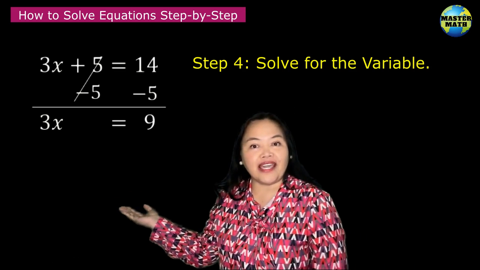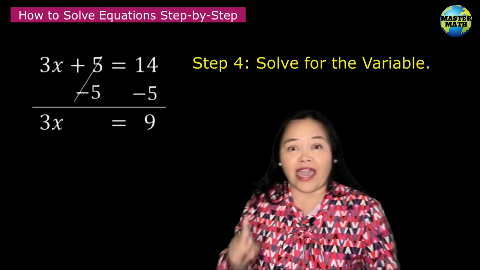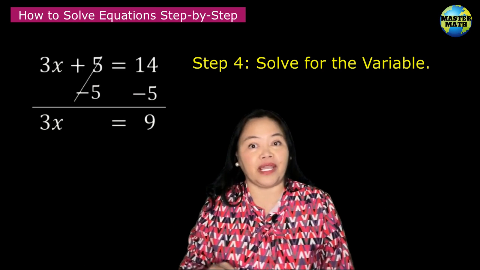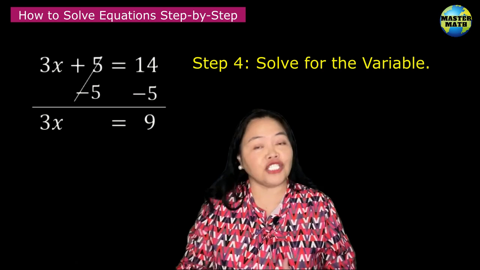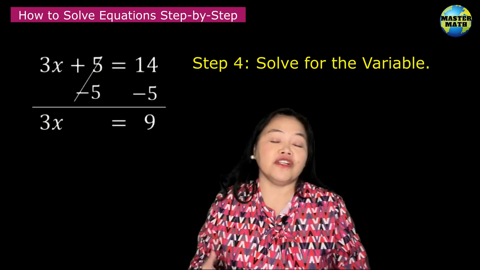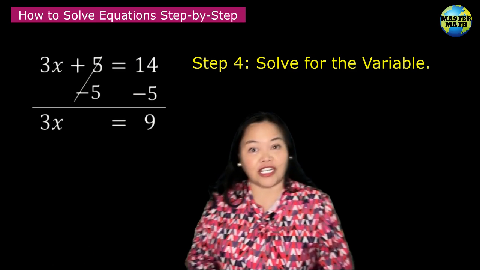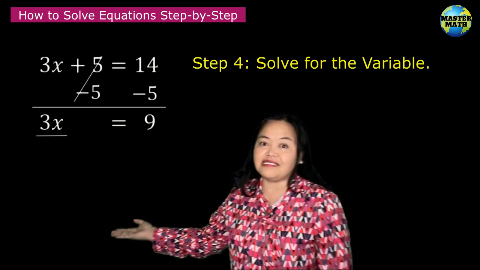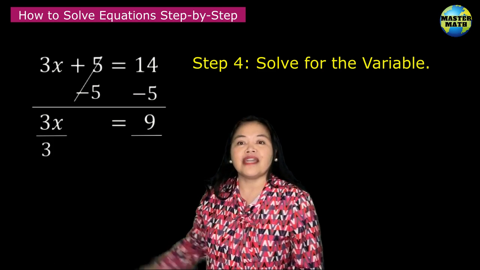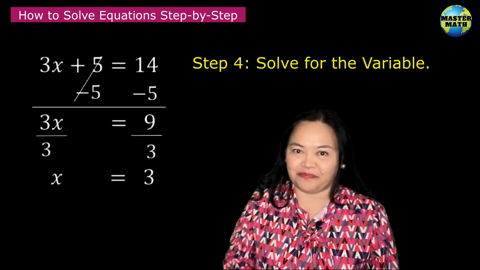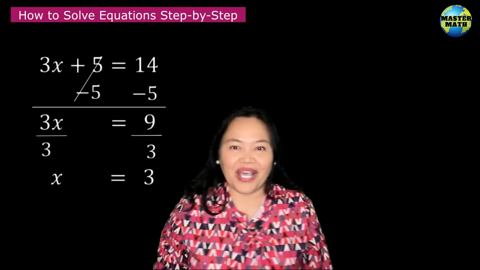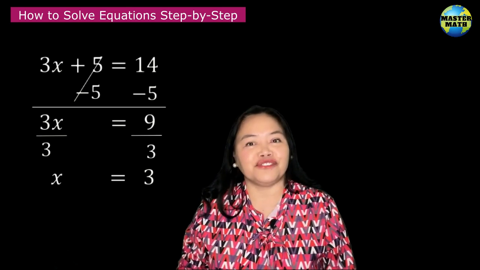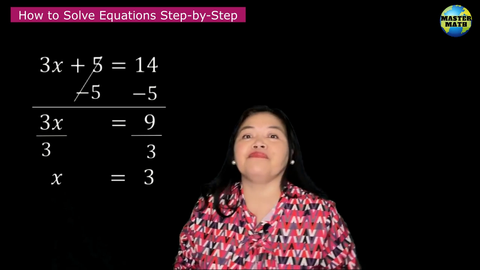Now we have 3x is equal to 9, so x is multiplied by 3. And to undo multiplication, we use the inverse operation, which is division. So we divide both sides by 3. And this simplifies to x is equal to 3. Great! We found x. So we go to the last step.